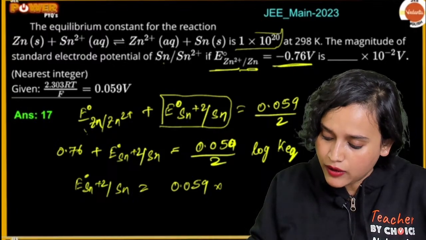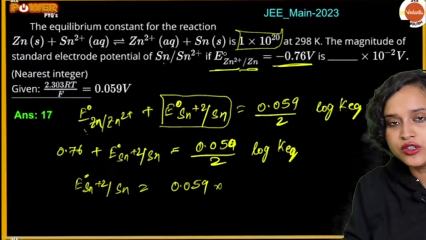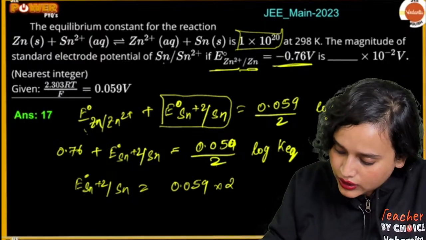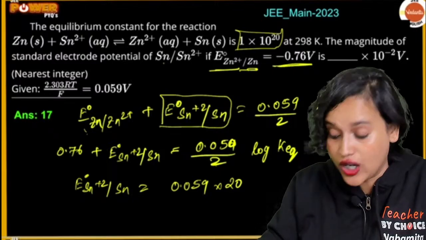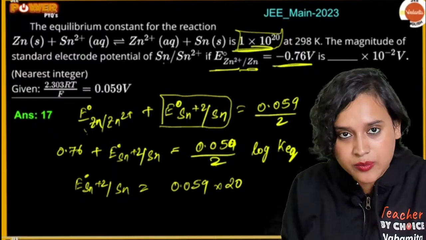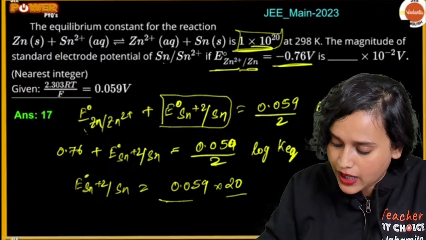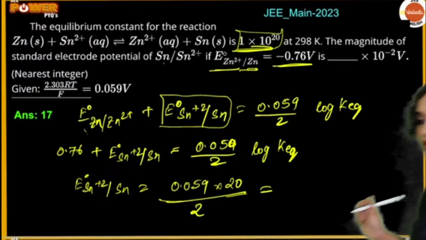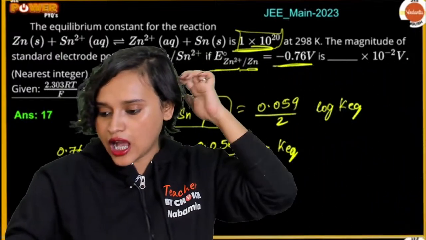1 into 10 to the power 20. And here this is 2. So let's write here 20, because log KEQ is 1 into 10 to the power 20. That means it will be 20 divided by 2. Solve this. How much is the answer?